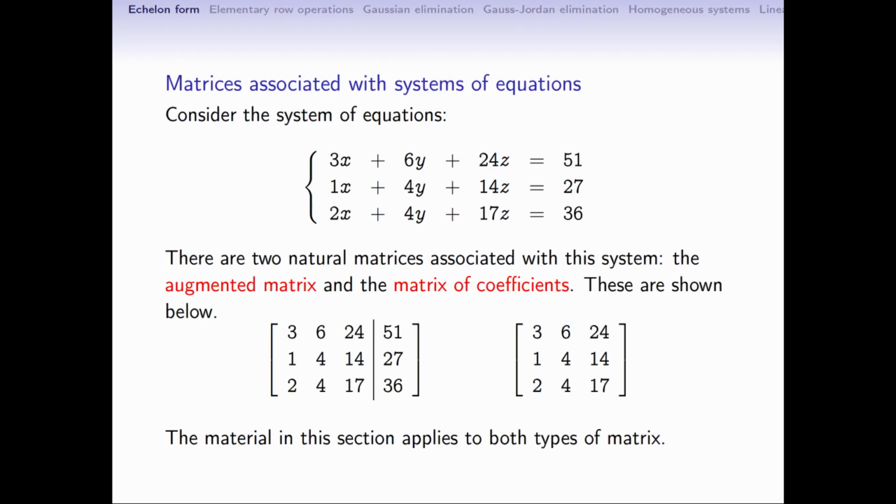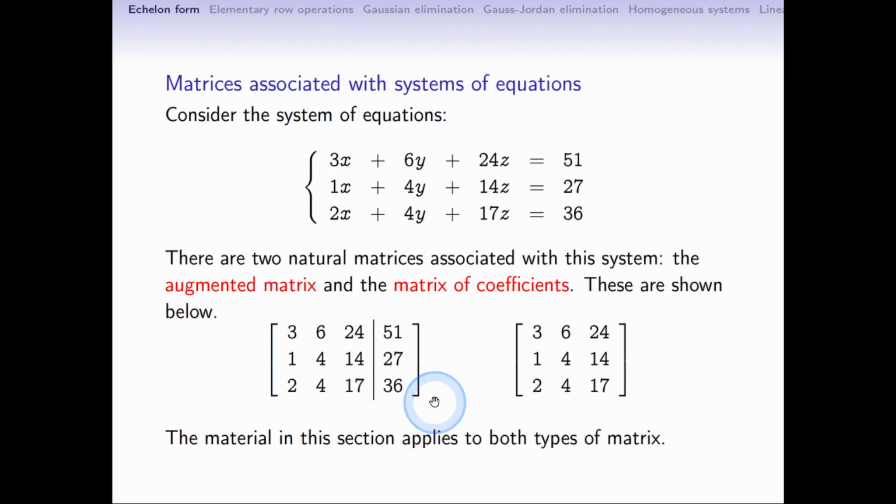Before we begin talking about the echelon form in earnest, let's make a disclaimer. Consider this system of equations here. Here's a system of 3 equations and 3 unknowns. Now, there are 2 natural matrices associated with this system. One is to embed the entire system in what's called the augmented matrix, and this carries all of the information about the system. It contains information about the coefficients and the column of constants.